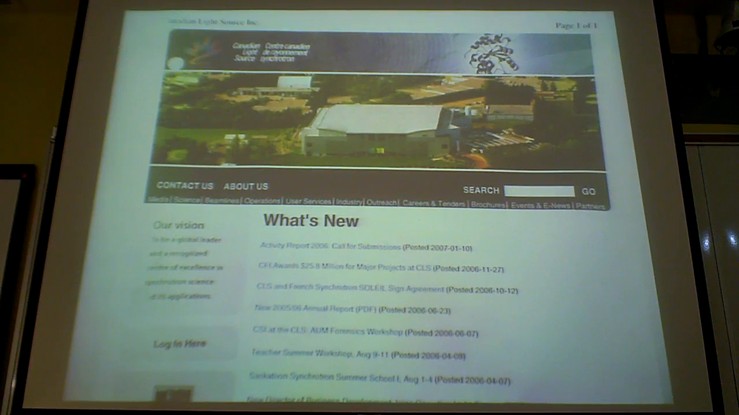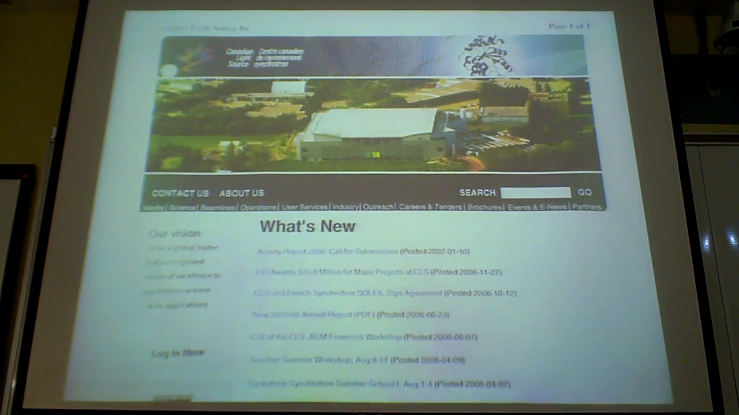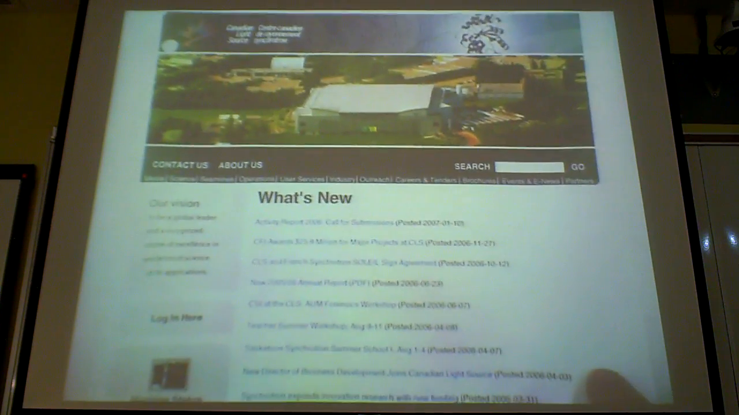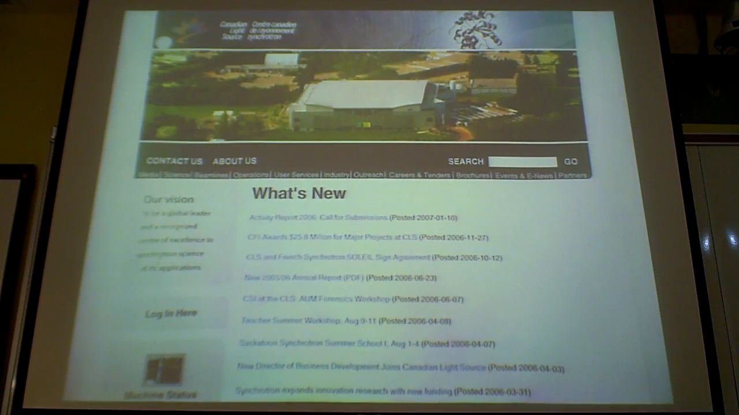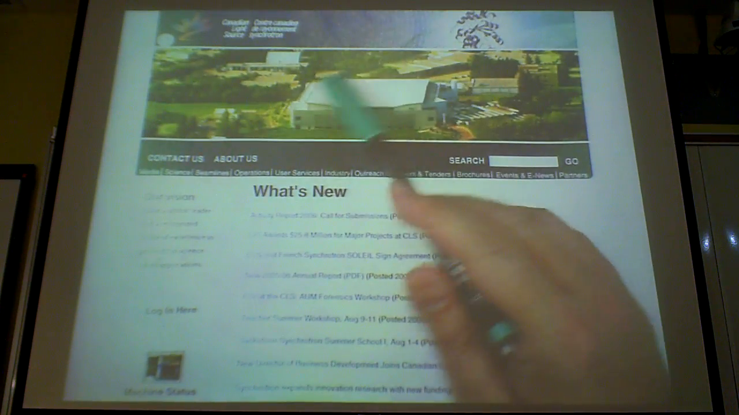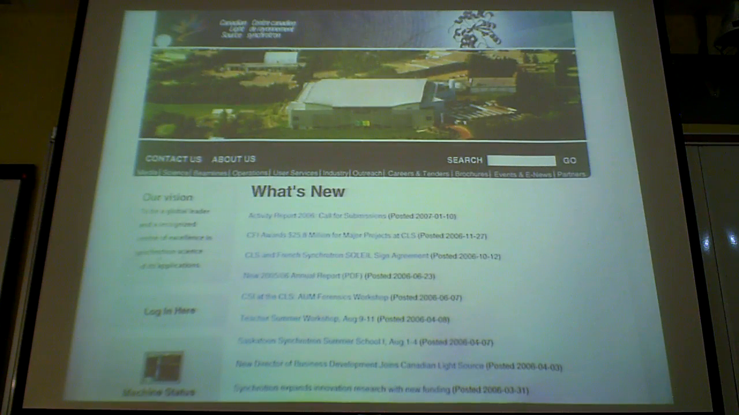Sask Hydro actually gives the light source a discount on the power rate, because you can imagine high energy physics facilities use a lot of electricity, so they get a discount rate as part of the Saskatchewan government contribution to this project. It is a national project, so all the universities in Canada can request beam time on this facility. It's a nice facility.